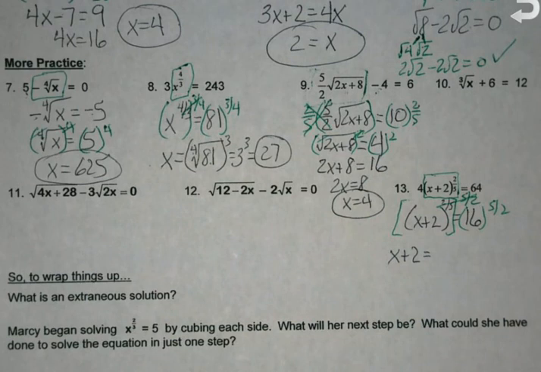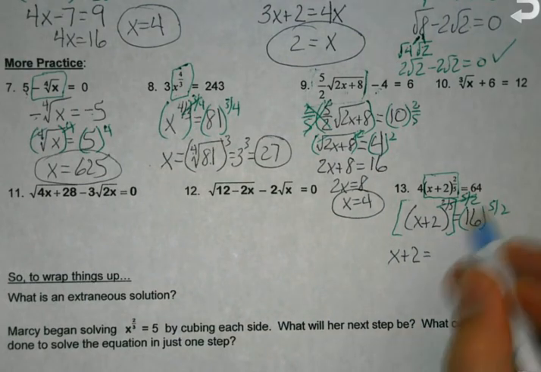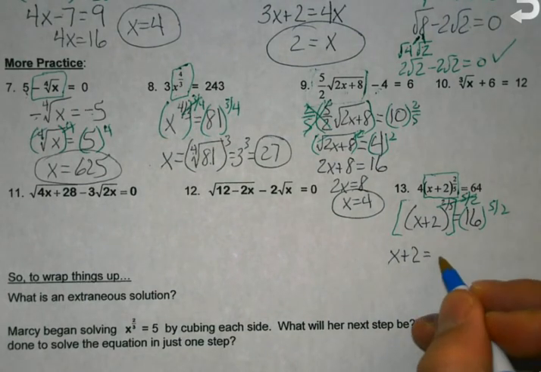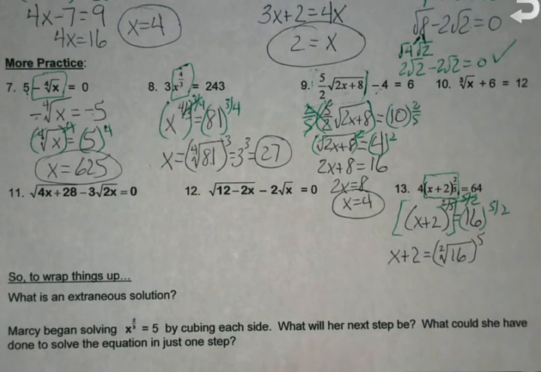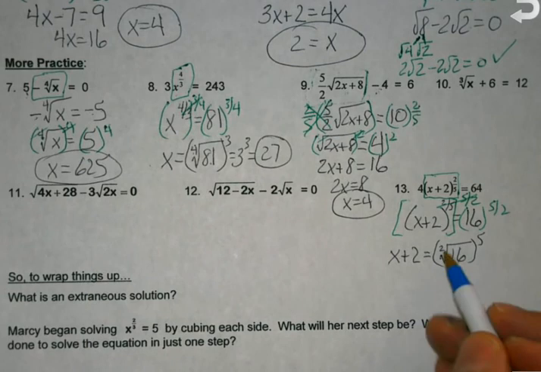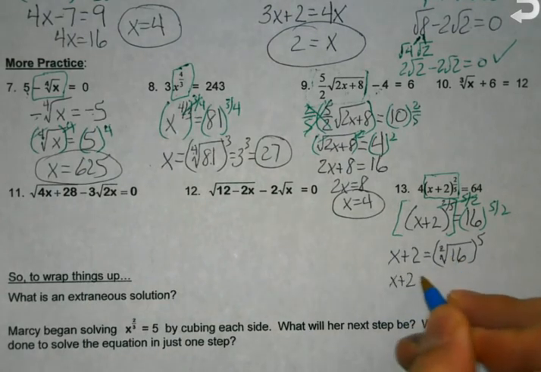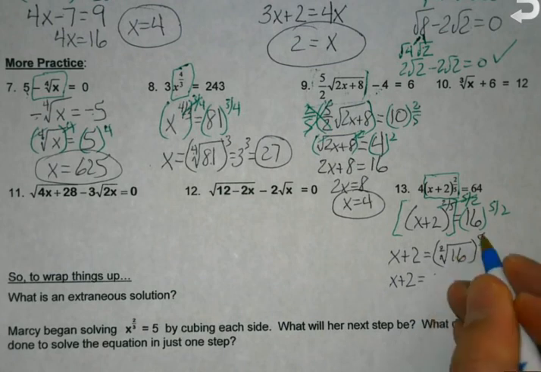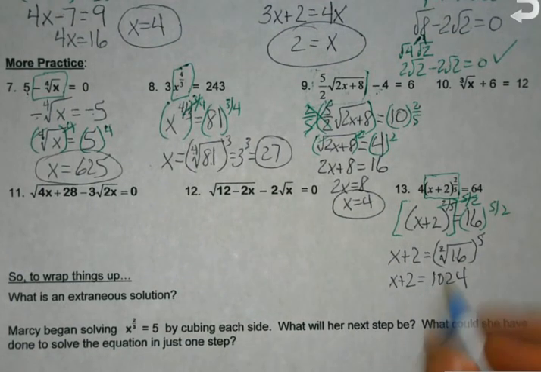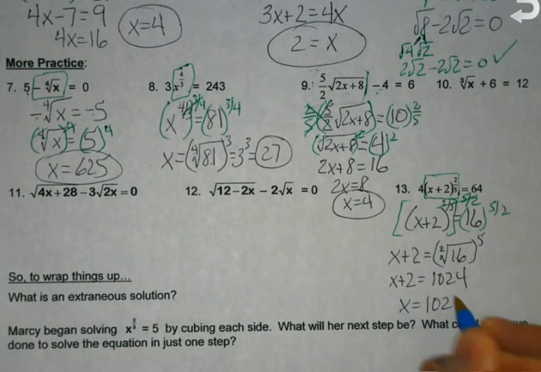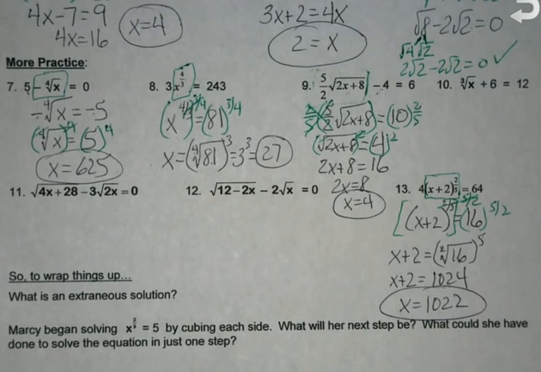So you're like, okay, let's see. If I wanted to, again, do it where I didn't have to punch it in, there's my root, there's my exponent. The square root of 16 is 4. So I'd have 4 to the 5th power. 1024. Holy cow. And then just subtract the 2. Big number, but it works.